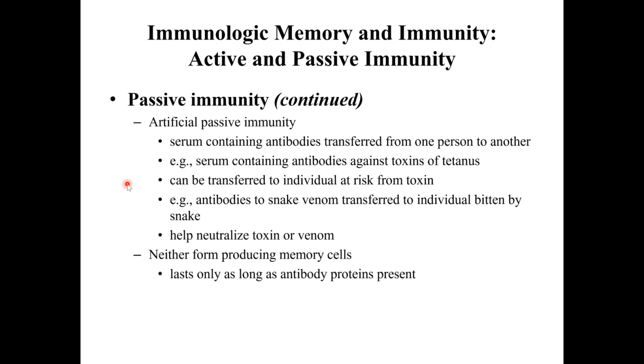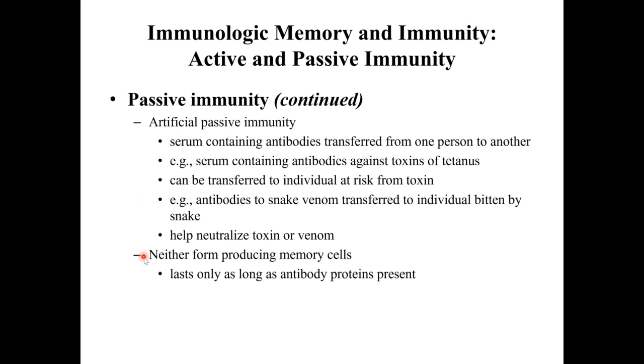And here's the example of snake venom. So an individual gets bitten by a snake. They use a variety of different ways. I don't know how they do it these days. They used to use chicken eggs to make the anti-venom antibodies against the snake venom. And so the person who's bitten, they would get the shot of the anti-venom, which would contain antibodies with binding sites shaped to fit that venom.